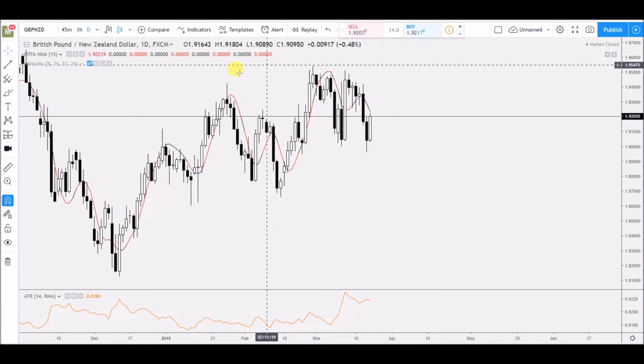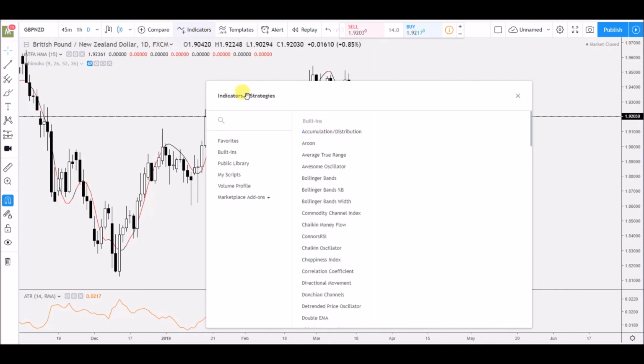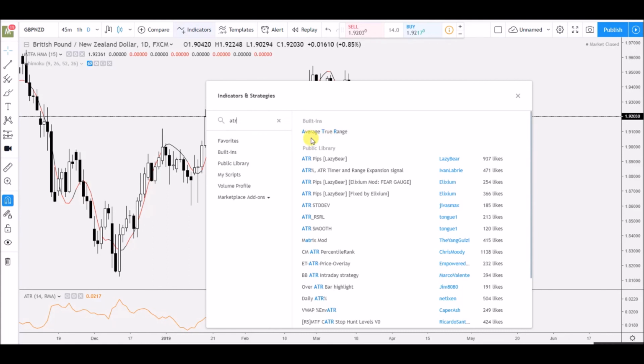Oh, for those of you that want to know how to get this on your chart, you just go up here to indicator, you type in ATR, and it's this one right here, the average true range.